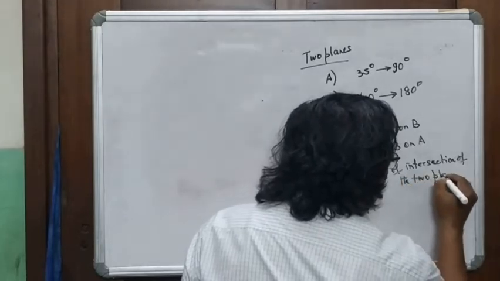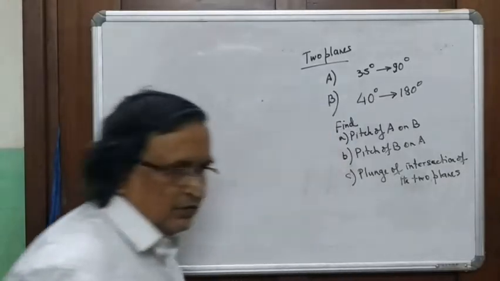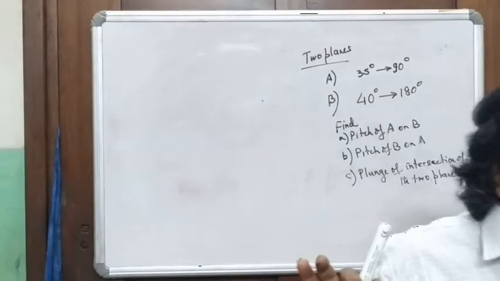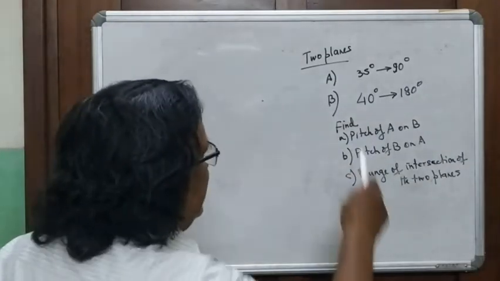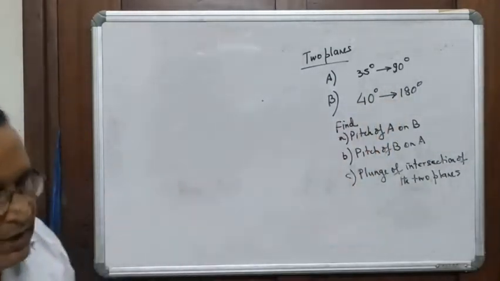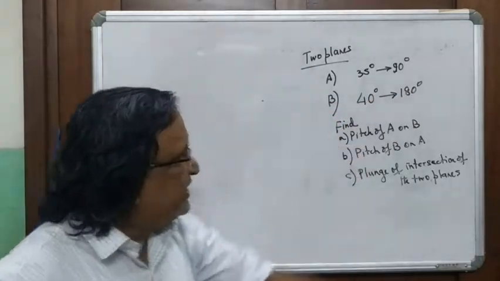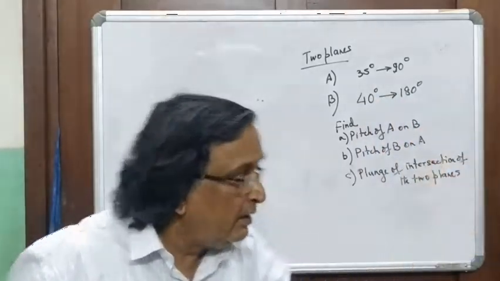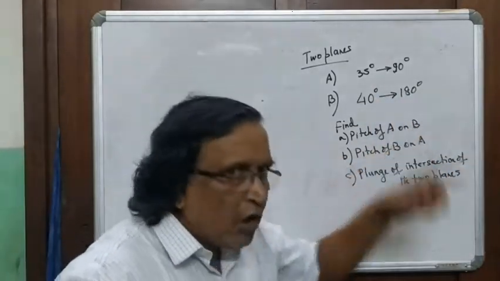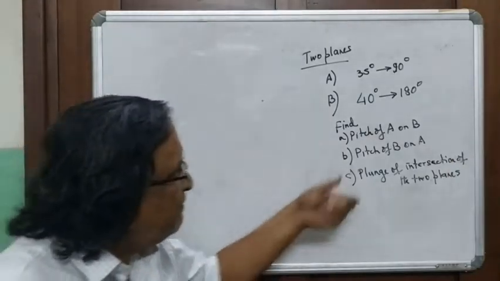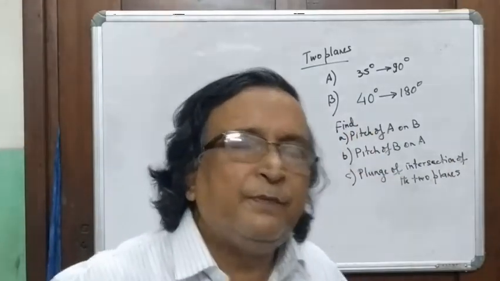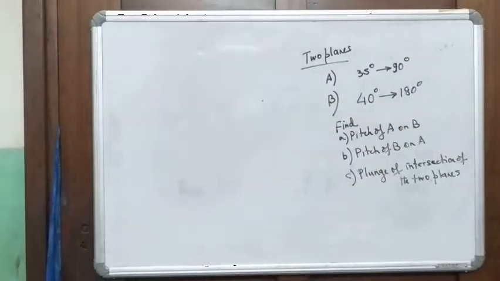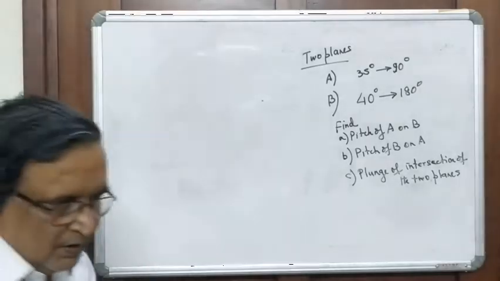This is interesting. That's one. So 2 data have been given of 2 planes. One plane dips 35 degree towards 90 degree. Another plane dips 40 degree towards 180 degree. And it asks you, find the pitch of A on B. And then says, pitch of B on A. And then it says, plunge of the intersection of the 2 planes. Obviously, if there are 2 planes, they intersect on a line. So, what is the plane of intersection? That is the question.